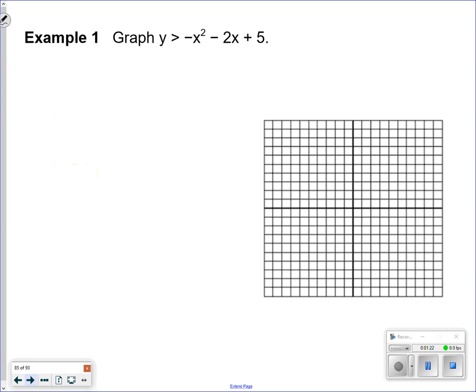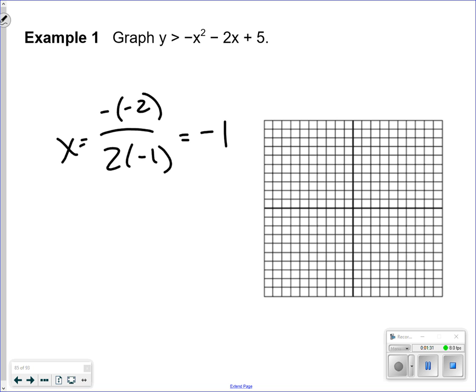So negative b over 2a. This would give you the axis of symmetry. So the axis of symmetry is -1. Plug -1 back into the equation. You would get +6. So -1, +6 is the vertex.